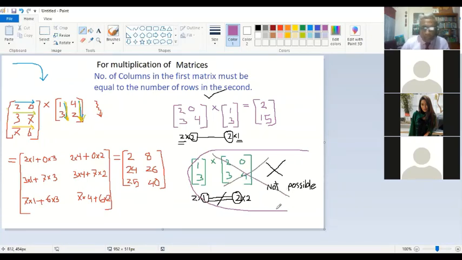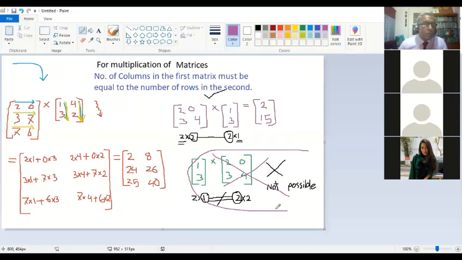Now, let me tell you what is the meaning of this. How is it connected with a real life example? We can multiply, we can get the result, but what is the meaning of this result? What is happening actually? So we need to understand the connection with real life. Is that okay?